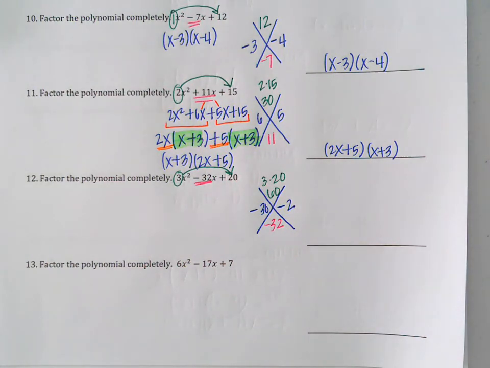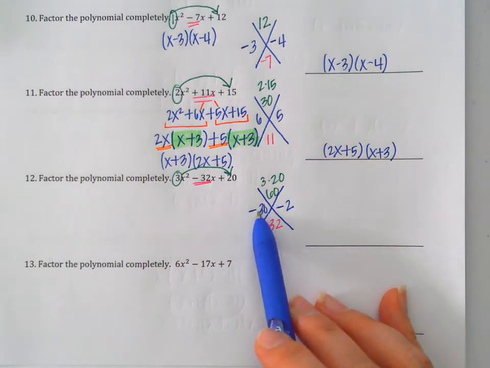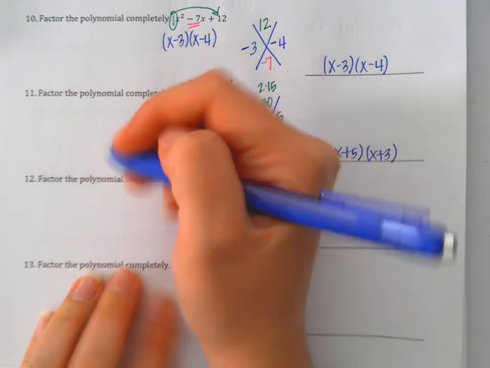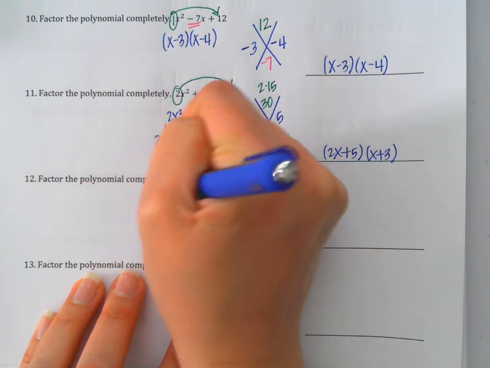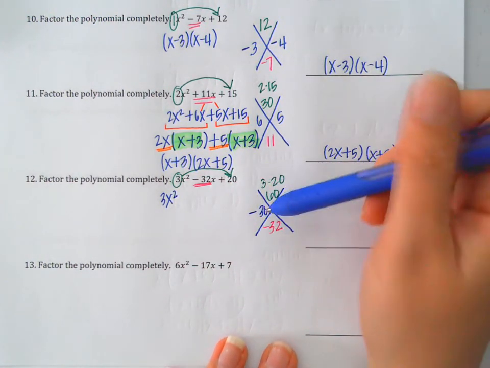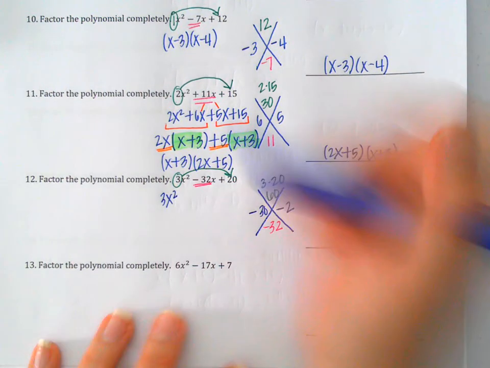Okay, so then I can split my middle term. Negative 30 times negative 2 is positive 60. Negative 30 plus negative 2 is negative 32. We're good. So I split my middle term. 3x squared stays the same, and negative 32x is going to be split between the two. Negative 30, does that go better with 3 or does 2? I'm going to put negative 30 with it.